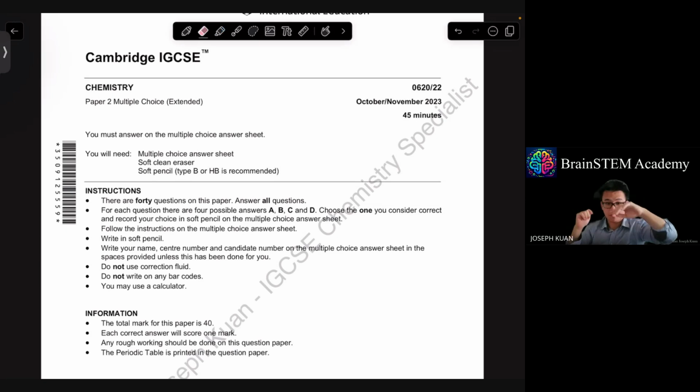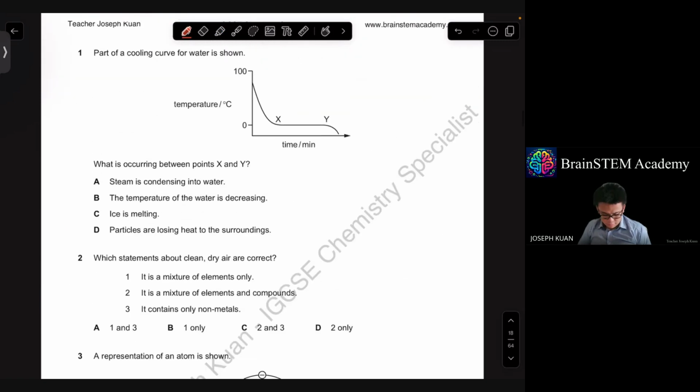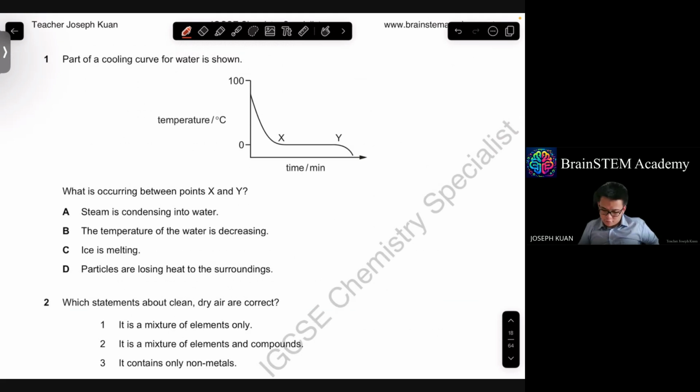I specialize in teaching chemistry for Cambridge IGCSE, and today we'll be exploring Paper 2 Multiple Choice Extended for October-November 2023 for Variant 2, Paper 0620. Okay, question number 1. Part of a cooling curve for water is shown.